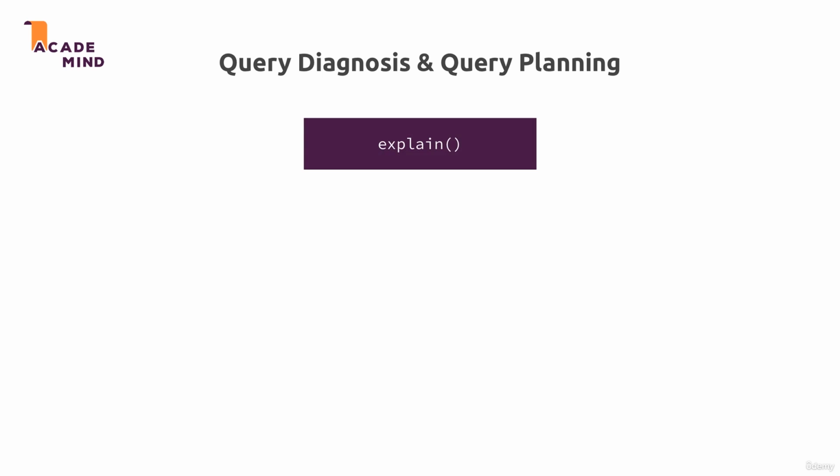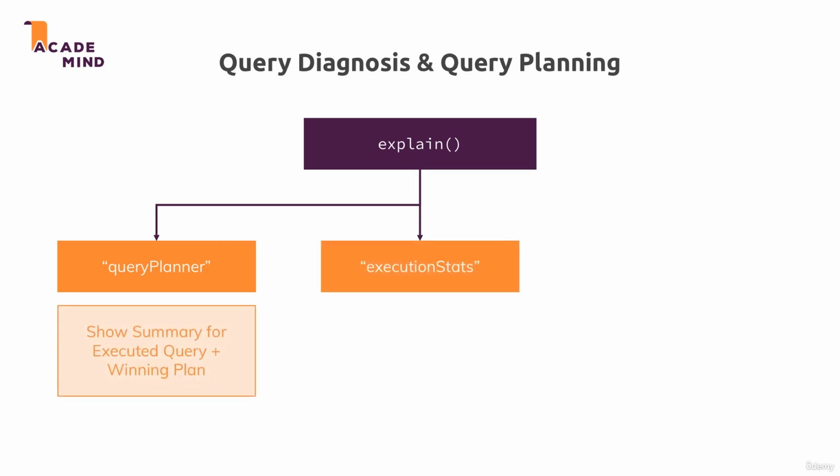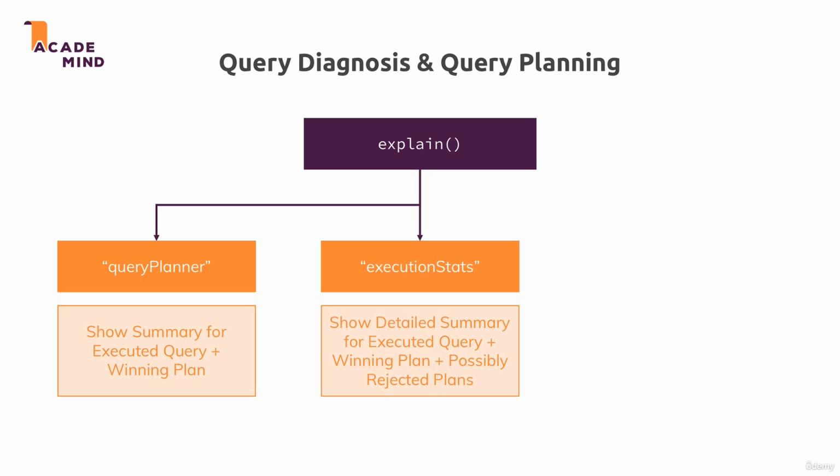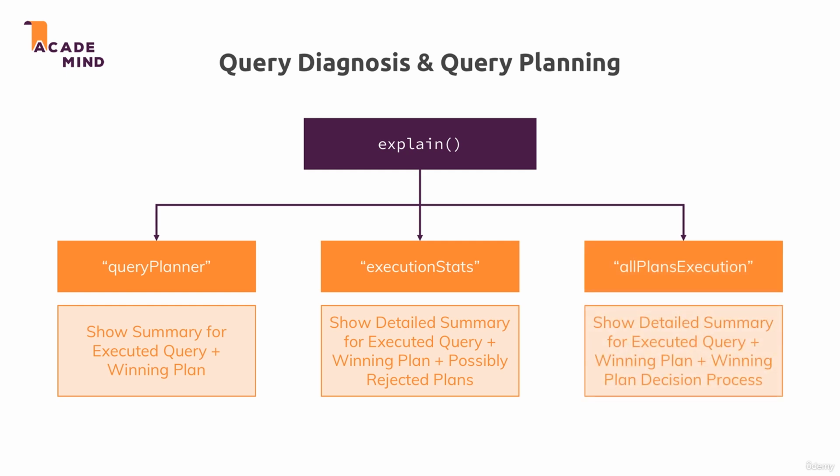The important part here is that you can execute it like this or pass query planner as an argument to get that default minimal output where it simply tells you the winning plan and not much else. Or you use execution stats, what we did a couple of times in this module already, to see detailed summary outputs and see information about the winning plan, a possibly rejected plan, and also some information about how long it took. There also is the all plans execution option, which also shows detailed summaries and which also gives you more information about how the winning plan was chosen. Now we'll have a look at all three of them throughout this module again.